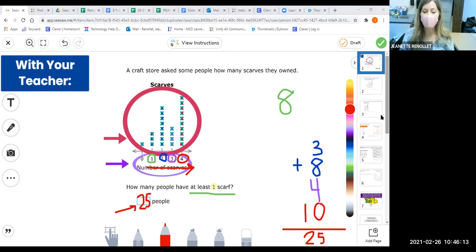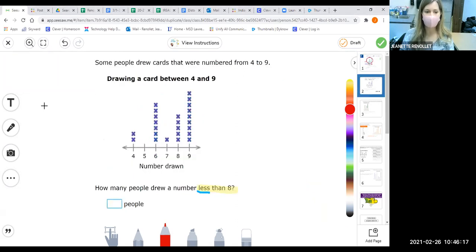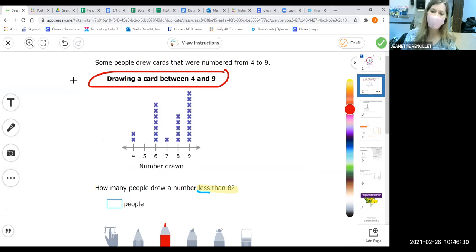Let's go ahead and move to slide number 2. Join me on slide number 2. This is a different line plot. I notice our title is different. It's not about scarves anymore. It says drawing a card between 4 and 9.